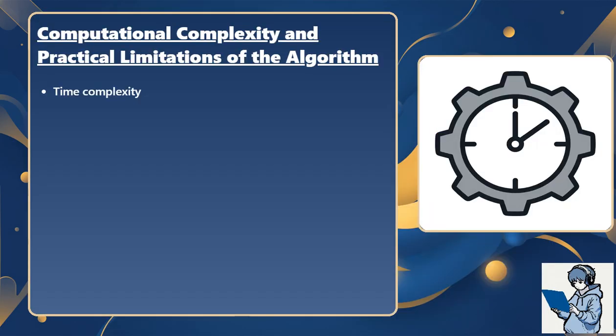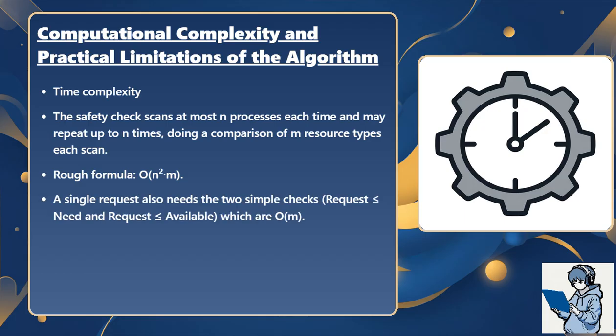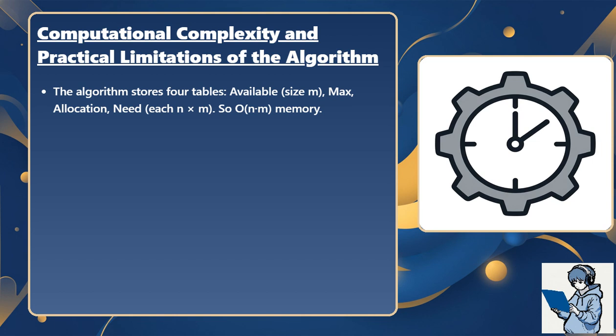Time complexity. The safety check scans at most n processes each time and may repeat up to n times, doing a comparison of m resource types each scan. Rough formula: big O of n squared times m. A single request also needs the two simple checks, request less than or equal to need and request less than or equal to available, which are big O of m. So the total cost of handling a request is big O of n squared times m in the worst case. Space complexity. The algorithm stores 4 tables: available of size m, and max, allocation, need, each n times m, so big O of n times m memory.